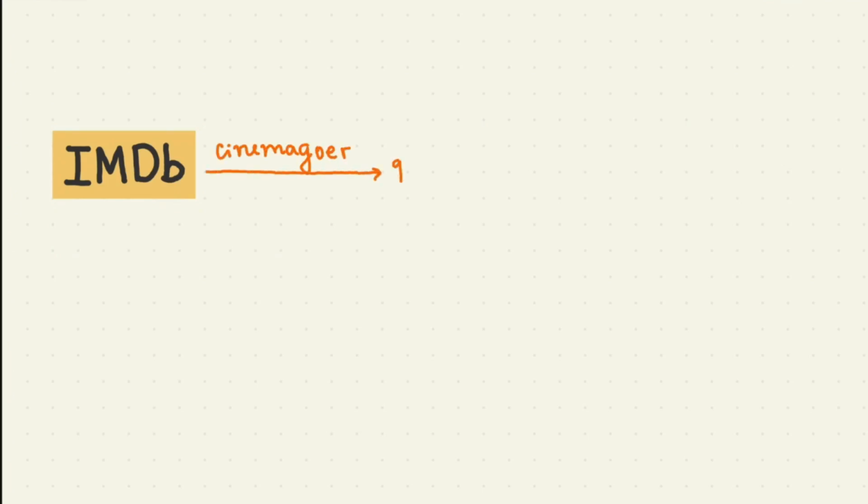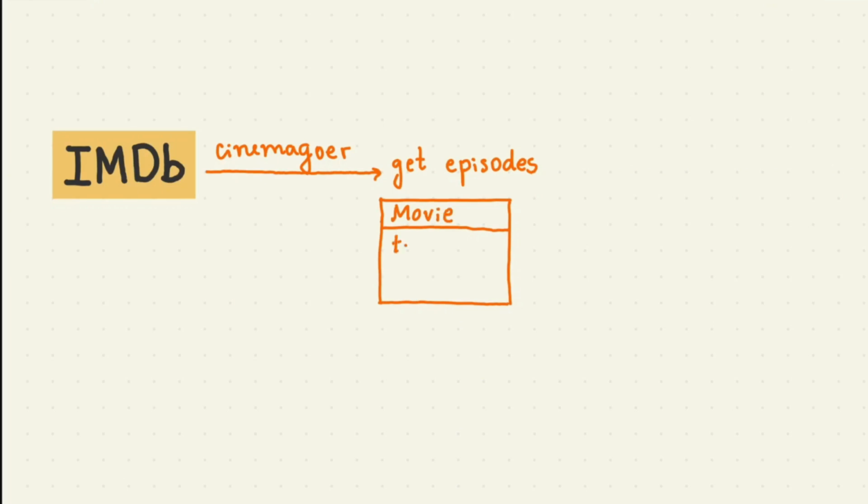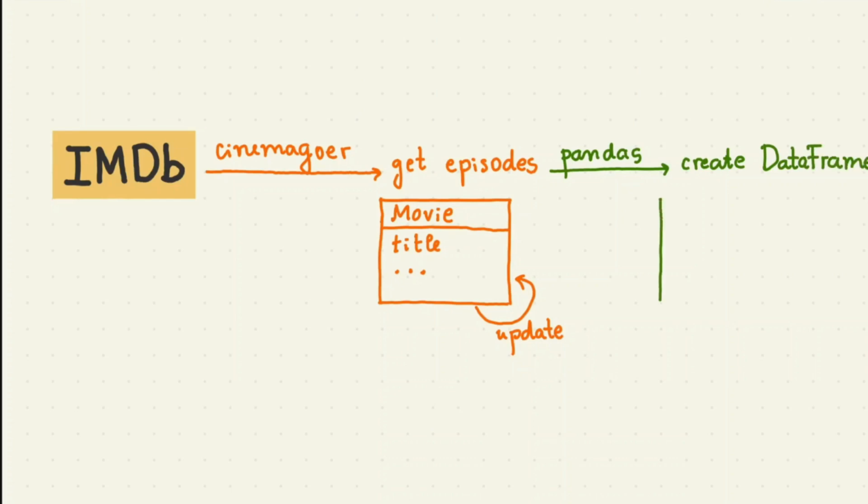Okay, so here is the plan. First, we'll go to IMDB to select the TV series. Next, we'll use a package named CinemaGoer to get the information about the episodes. The result contains object of type movie with basic information like title and additional details that can be requested by update. Once we have the episodes data, we'll use Pandas package to create a DataFrame.